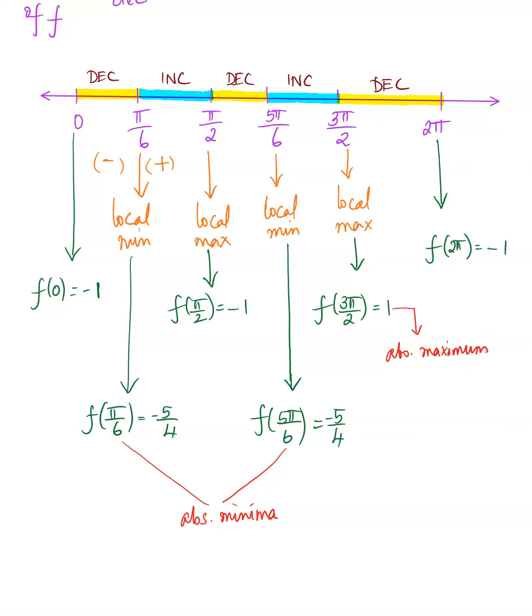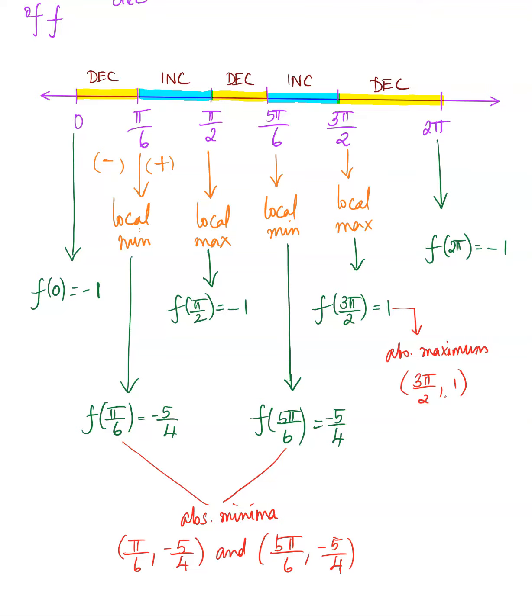So that's the absolute maximum there. And of course, we have the coordinates. If you wanted to put the coordinates, it will be pi over 6 comma negative 5 over 4, and 5 pi over 6 comma negative 5 over 4. And here the absolute max will be 3 pi over 2 comma 1.